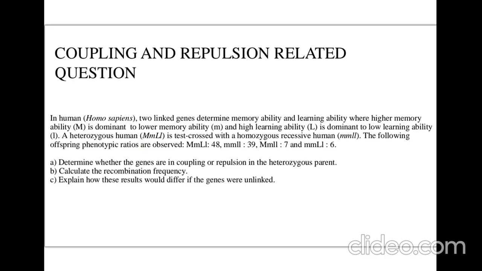Here is the question related to coupling and repulsion. In humans, two genes influence cognitive traits, memory ability and learning ability. High memory ability, big M, is dominant over low memory ability, small m, and high learning ability, big L, is dominant over low learning ability, small l. A heterozygous individual is test crossed with the homozygous recessive individual, and the observed offspring ratios are these. For this question, we can determine whether the genes are in coupling or repulsion, calculate the recombinant frequency, and explain how this result would differ if the genes were unlinked.